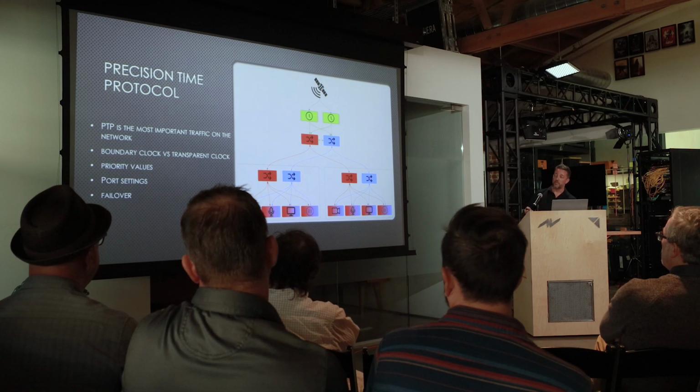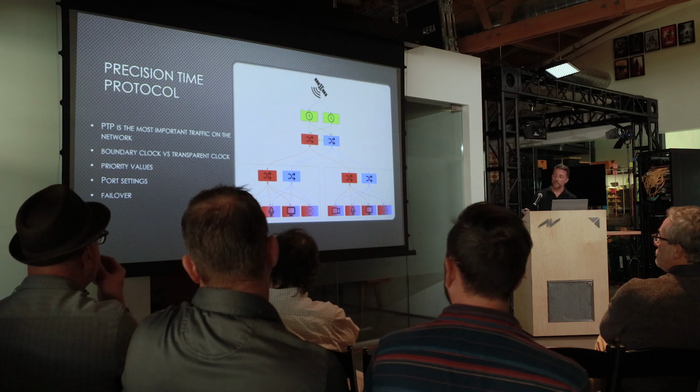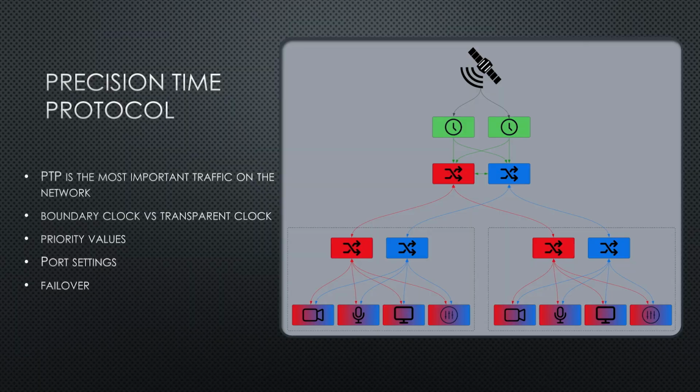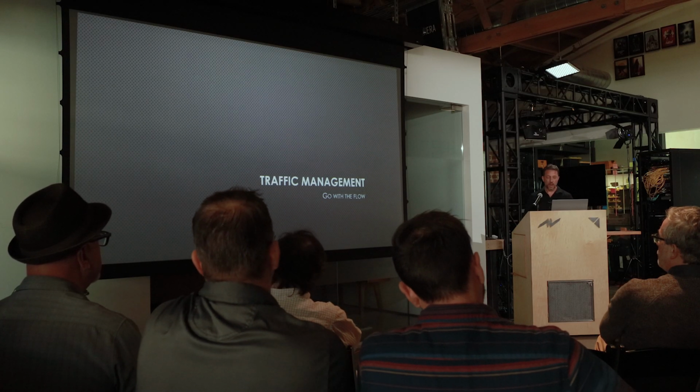Last thing about this before I move on is the boundary clock is really recommended to help manage the traffic across the network and take the load off of your grandmasters. And again, managing the priority settings to ensure that the failover behavior is exactly what you expect it to be. All right, into the traffic management.